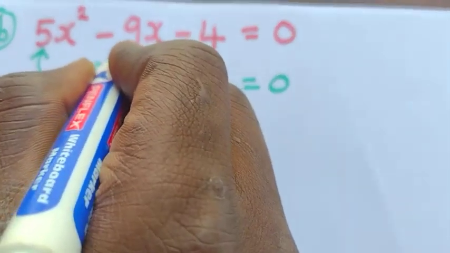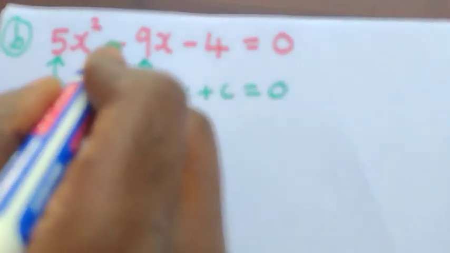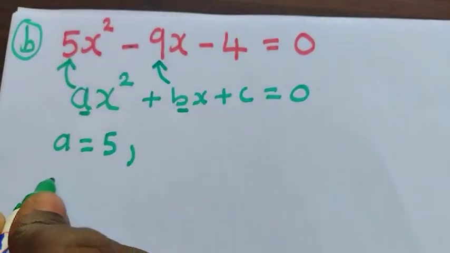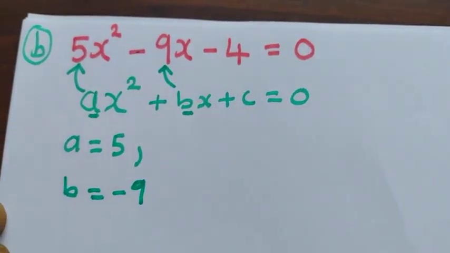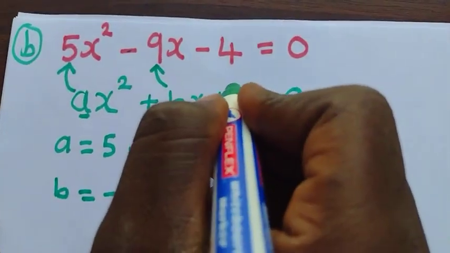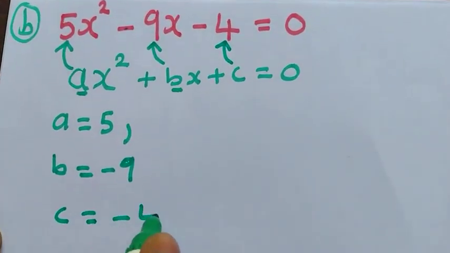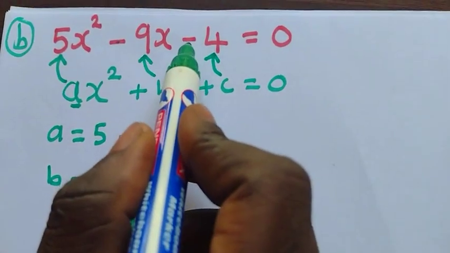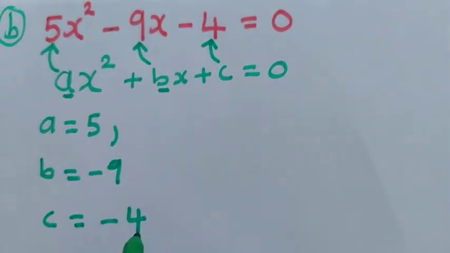So its coefficient will be that, okay? Now look at the sign here. There is a negative sign, so for B it's going to be negative 9, okay? Then this C, the constant value, so C equals negative 4. If you had a plus 4 here, I would have just said 4. Now there is a minus, so it's negative 4.